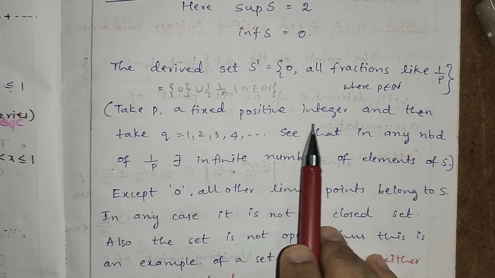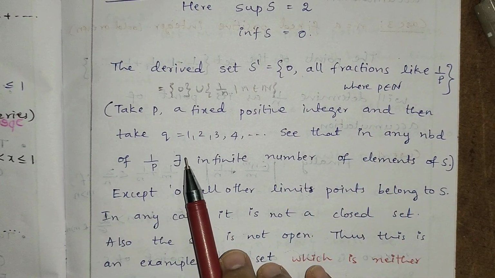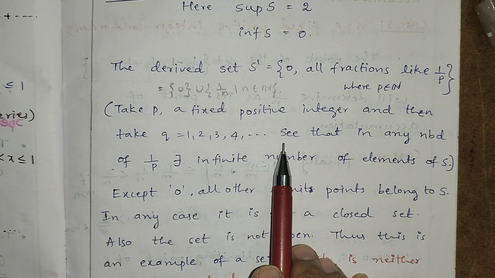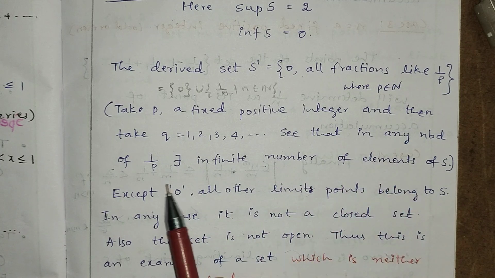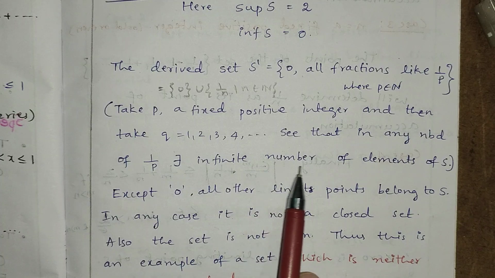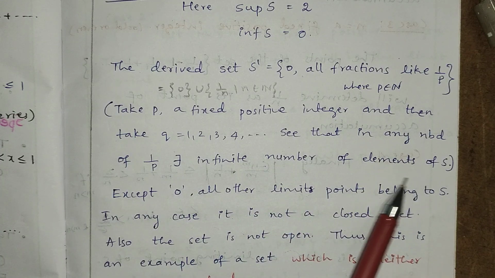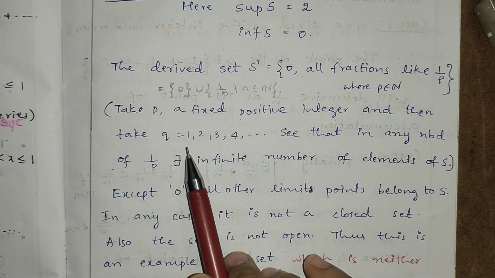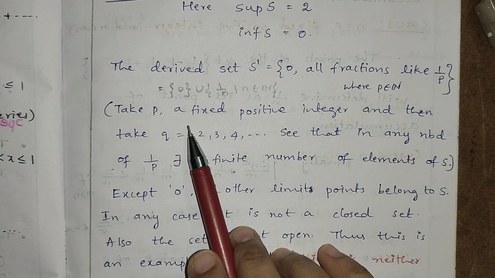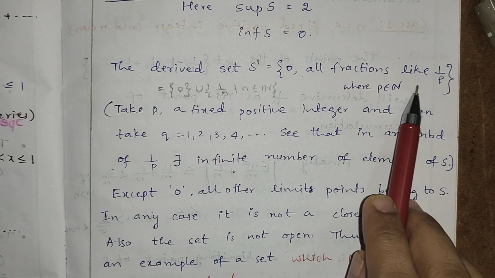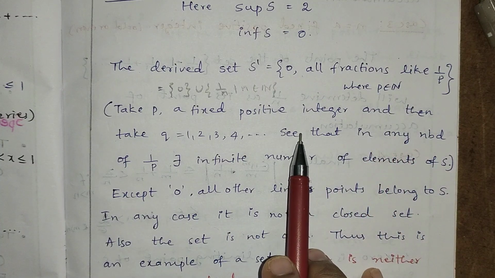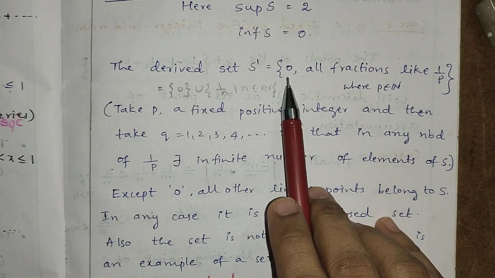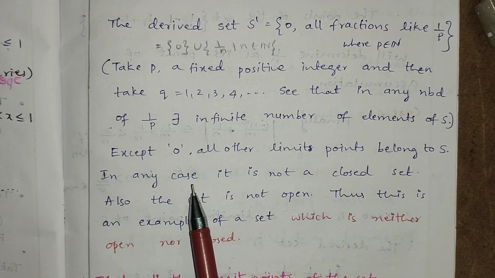Take p a fixed positive integer and then take q equal to 1, 2, 3, 4 and so on. See that in any neighborhood of 1/p there exist infinitely many elements of S. So for each fixed p, 1/p will be a limit point. Since p is arbitrary, the set of all fractions like 1/p will be the set of limit points, including 0.